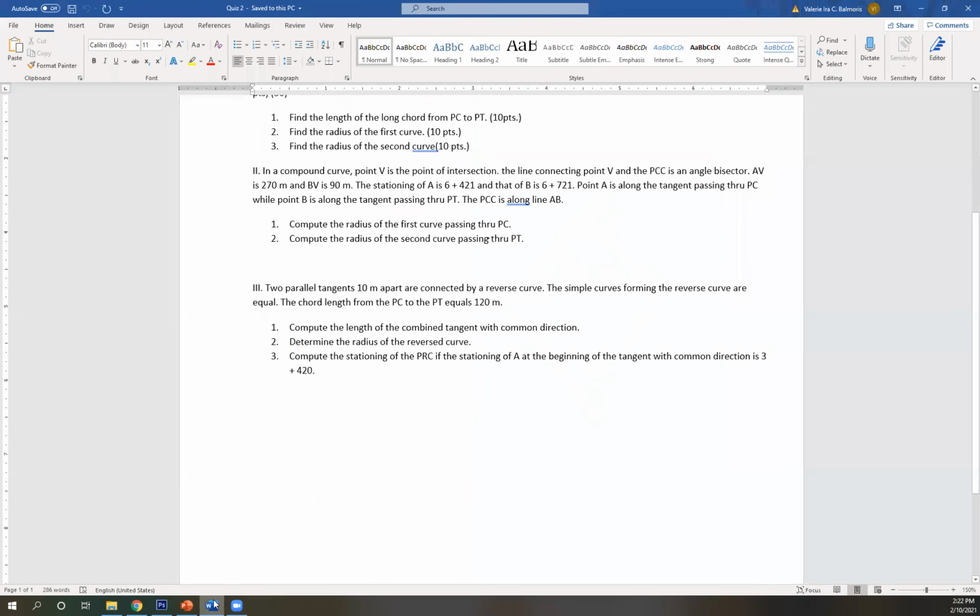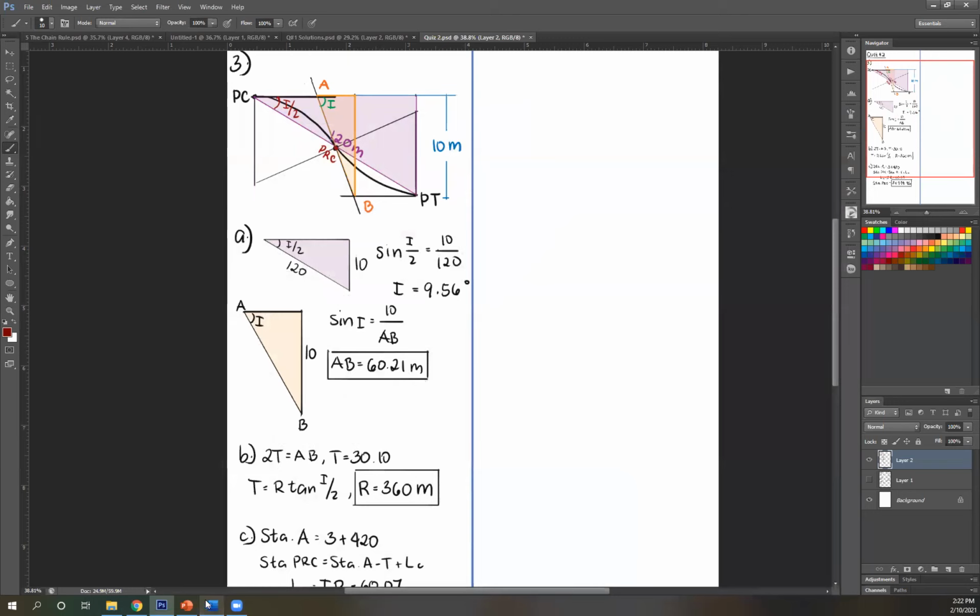Next, radius of the reverse curve. Again, they're equal, so R1 equals R2 equals R. Remember, so far, to solve for R, our technique is to solve for T. So T are these lengths right here. Since R1 equals R2, T1 plus T2 is just equal to twice the tangent length. So 2T equals length AB, which is what we already solved for, 60.21. Therefore, T is just 30.10.